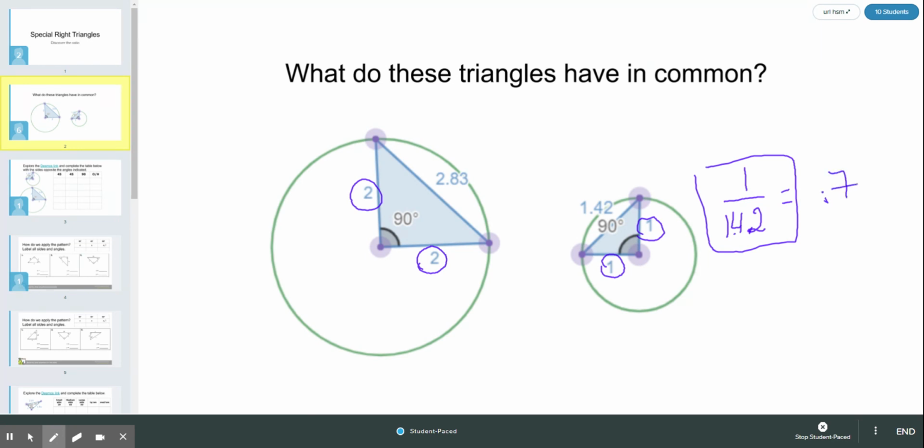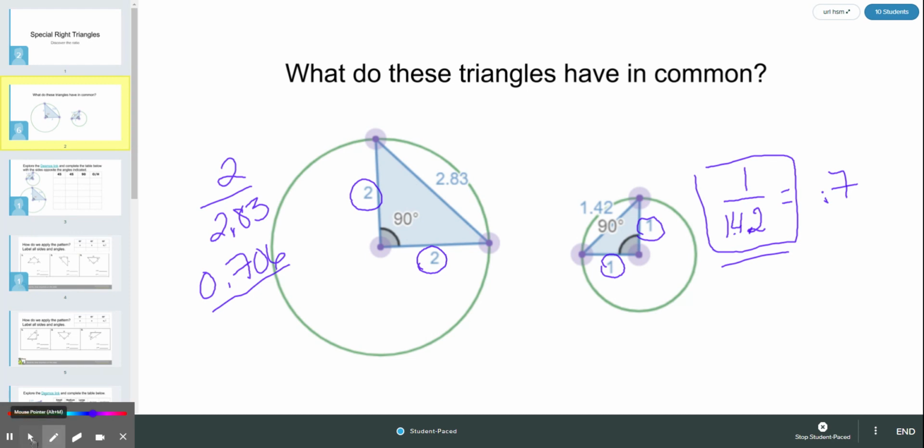0.7. And what do you get when you do 2 divided by 2.83? 0.7. Huh. Right? So these are similar triangles. There's always going to be the same ratio there.